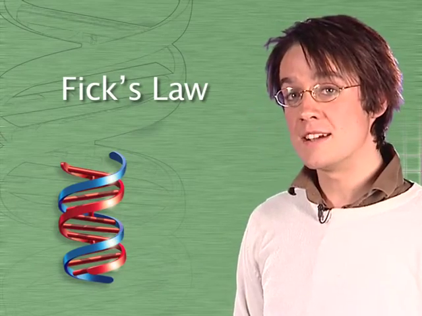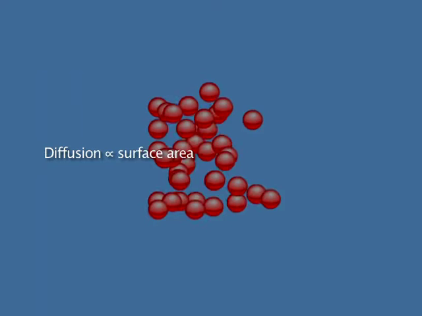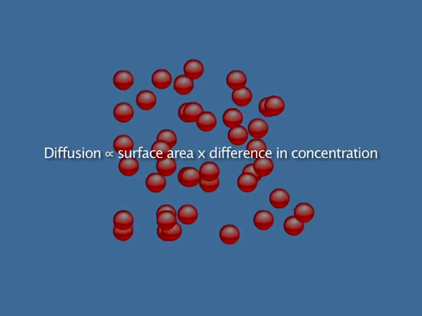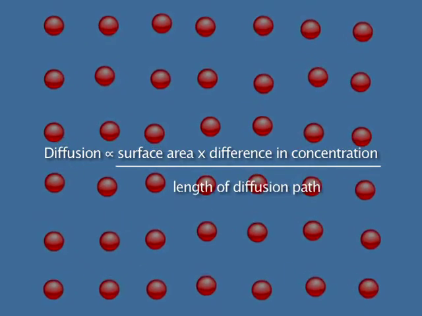Fick's law summarizes the relationship between surface area, concentration gradient, length of diffusion pathway, and rate of diffusion. Diffusion is proportional to the surface area times the difference in concentration divided by the length of the diffusion path.